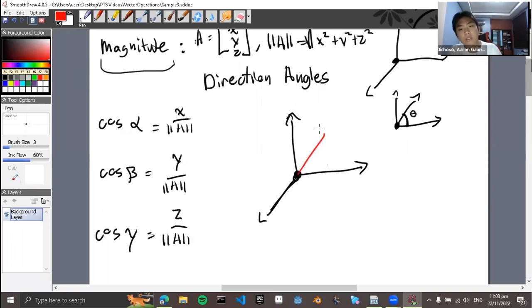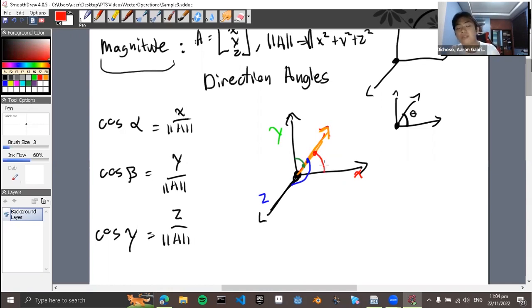Let's say ito yung vector natin. And let's label this as, actually, it's better if I use something like orange here. Tapos, let's label this as x, y, z. If you notice here, we have 3 types of directional angles that we can observe. First is here to the z-axis. Second is here to the y-axis. And third is here to the x-axis.